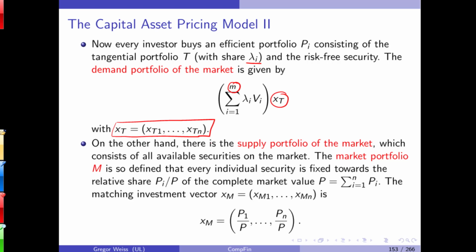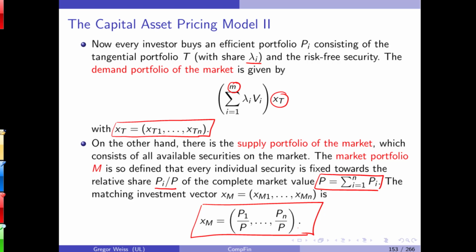On the other hand, we have a supply portfolio which consists of all available securities. This is the market portfolio, M. It's defined such that every individual security is fixed by the relative share P_i divided by P, the complete market value. And the matching investment vector now is x_M.